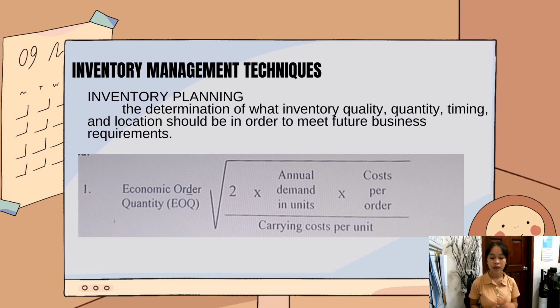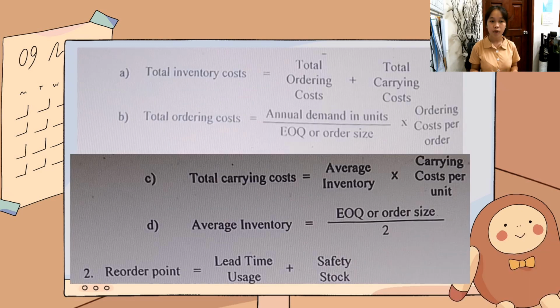To approach the mathematical techniques that may be used in determining inventory, order size, timing, etc., include the EOQ model and reorder point. In using the inventory economic order quantity, the following formulas are followed. Economic order quantity, or EOQ, is the square root of 2 times annual demand in units times cost per unit, divided by carrying cost per unit. First, to get the total inventory cost, it is total ordering cost plus total carrying cost.